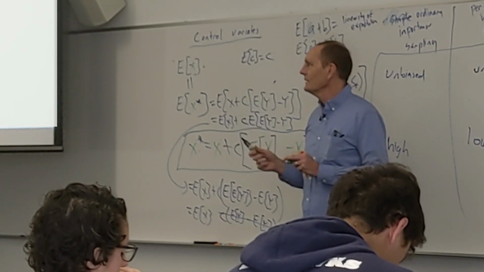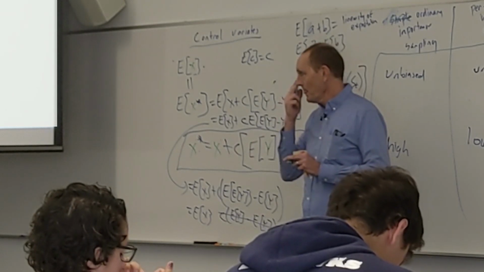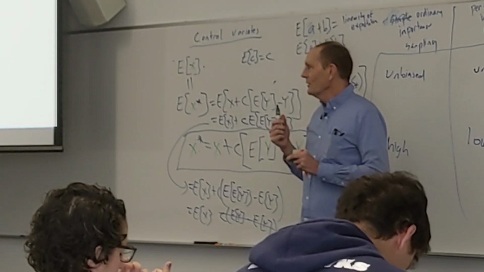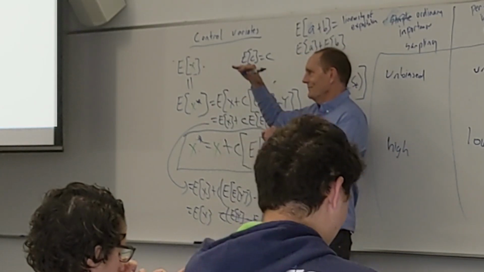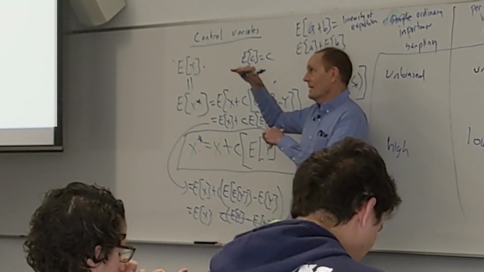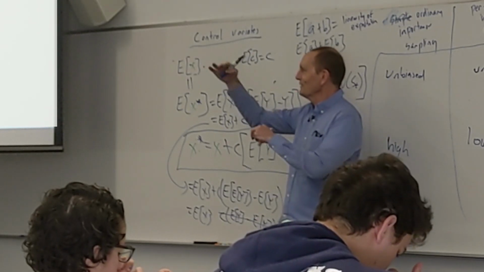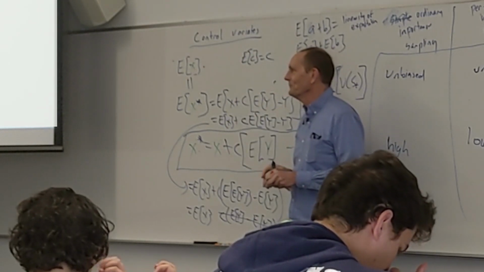How do you choose Y and C? C you choose based on, I think, negative the covariance of the two divided by the variance of y.